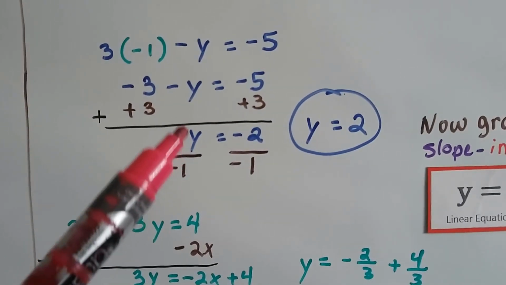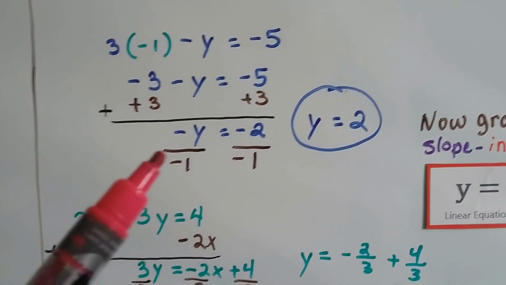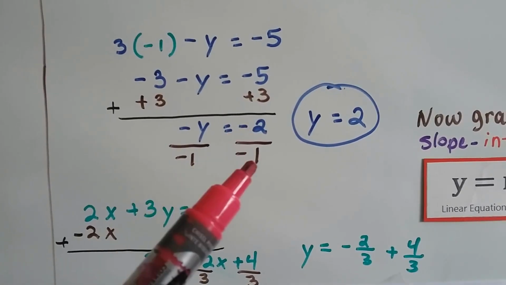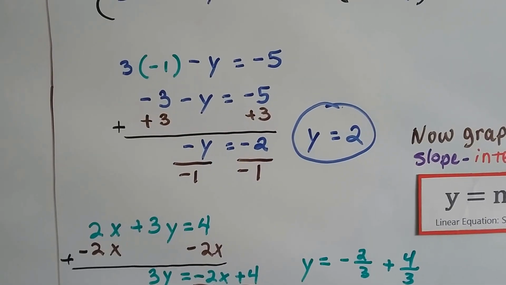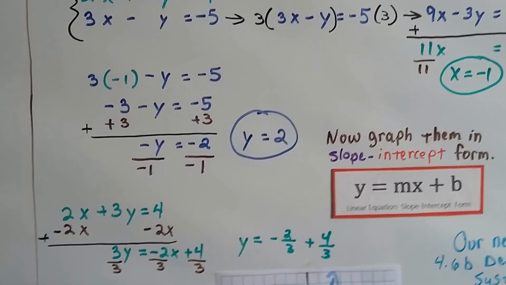Now there's really an invisible 1 coefficient here, isn't there? So we can divide each side by -1, and that gives us y equals, 2 negatives make a positive, y equals 2. So our answer is a -1 and a 2.